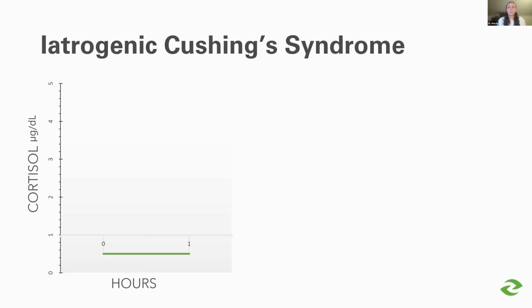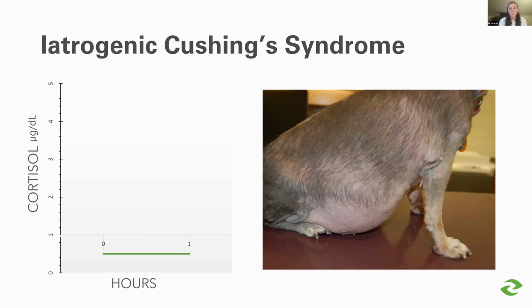The answer is it can't. So the next step, if you see this result, is to look for sources of steroids in the dog's history, even if you didn't see anything obvious initially. So there's our cushingoid dog.